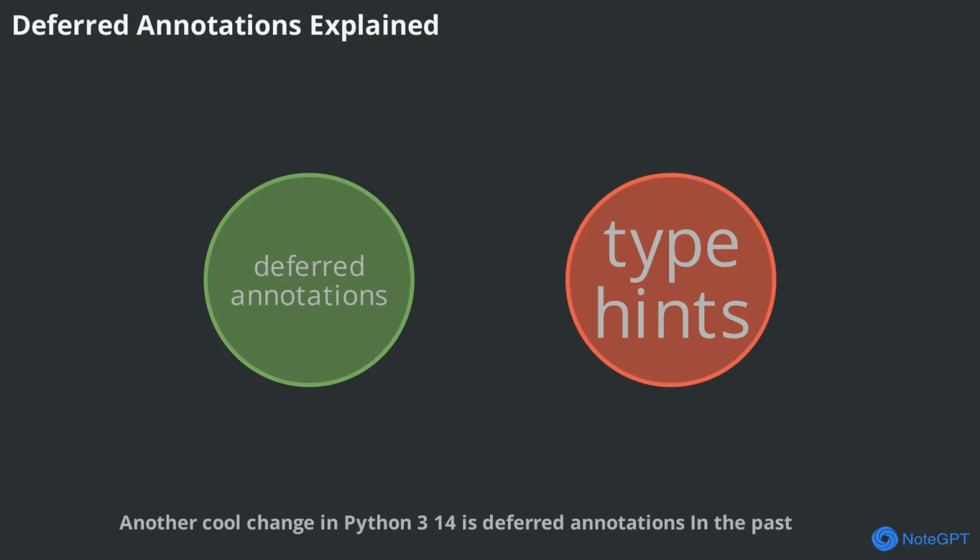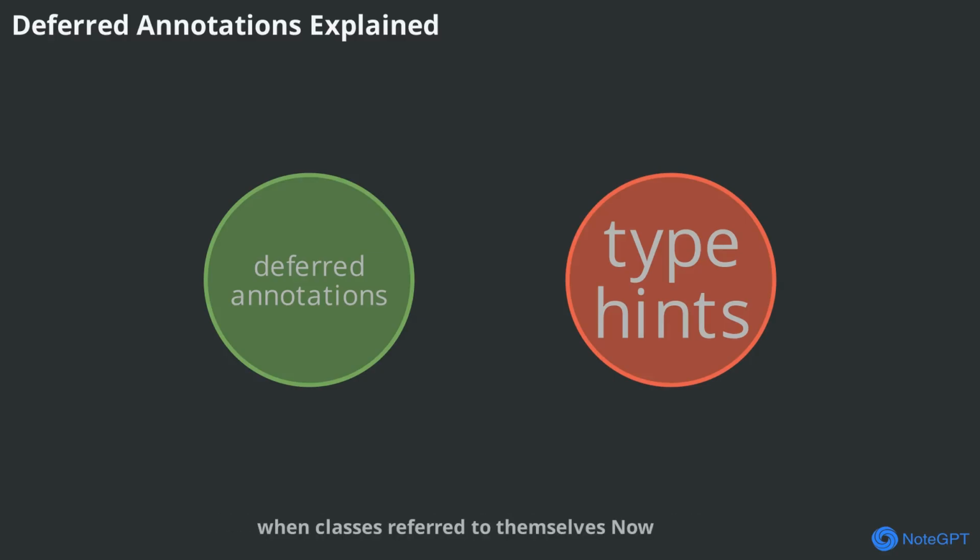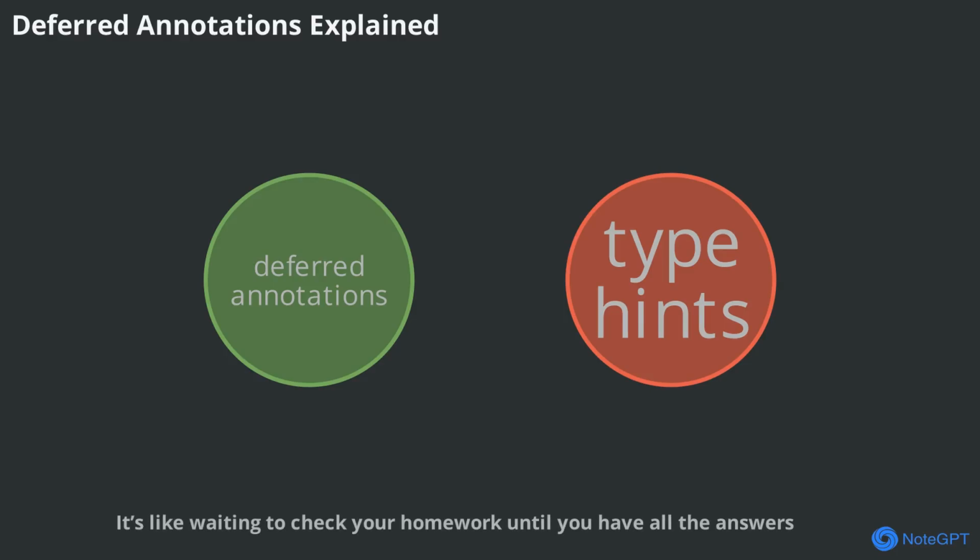Another cool change in Python 3.14 is deferred annotations. In the past, Python tried to check type hints right away, which sometimes caused confusing errors, especially when classes referred to themselves. Now, Python waits to check these hints until they're actually needed. This makes your code cleaner and avoids weird bugs. It's like waiting to check your homework until you have all the answers.